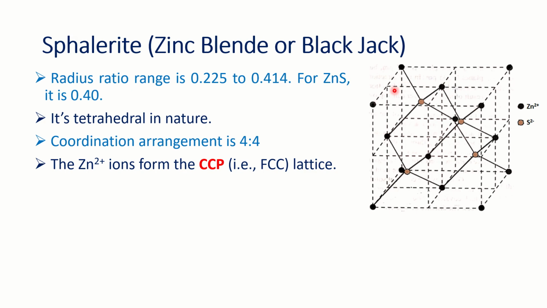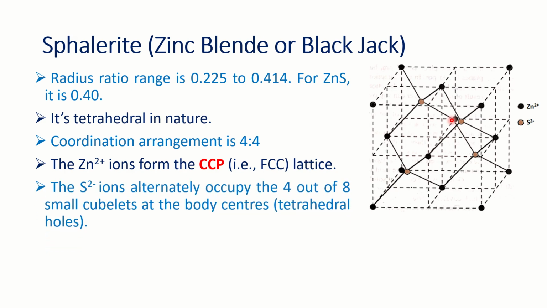So you can see 14 zinc atoms, out of which 4 are inside and 10 are outside. And within it has 8 tetrahedral holes, and in each alternate tetrahedral hole the sulfide ions are occupied. So the stoichiometry ZnS is justified here, and the arrangement is 4 is to 4. So the sulfide ions alternately occupy 4 out of 8 tetrahedral holes.